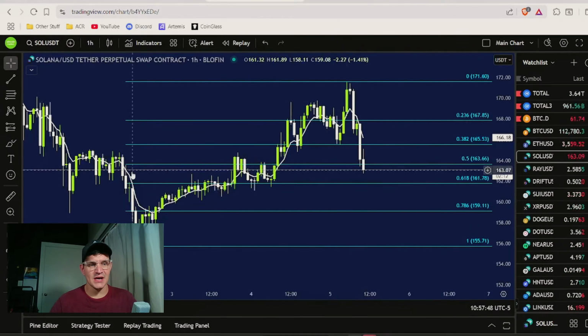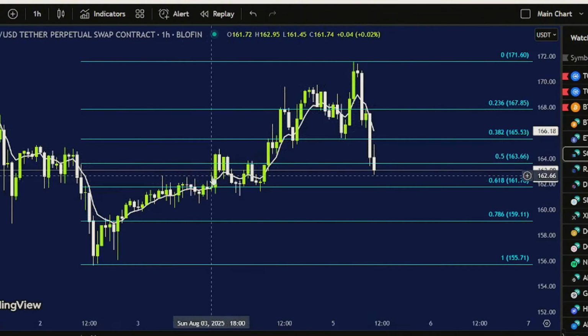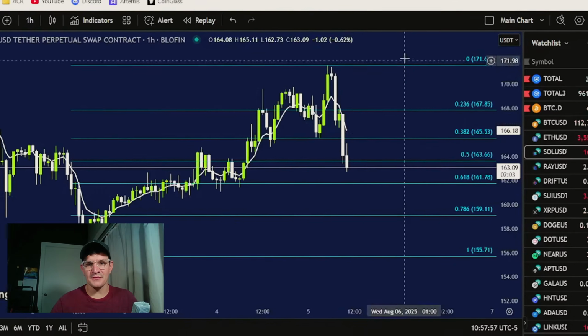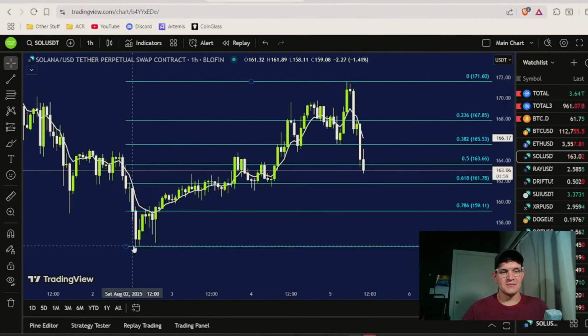So right now we are looking at the Solana chart on the 1 hour chart, and as you can clearly see, I have got my 7 period moving average right here. It's this white line between the candles. And right here with these blue lines, this is my Fibonacci levels. What I did here is I connected from the swing low down here to the current swing high.